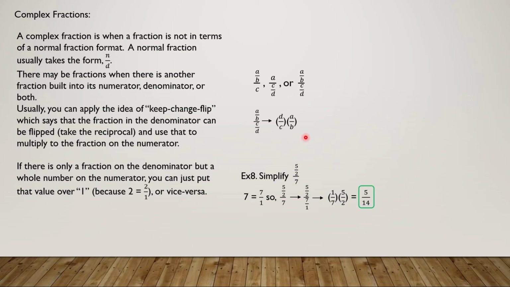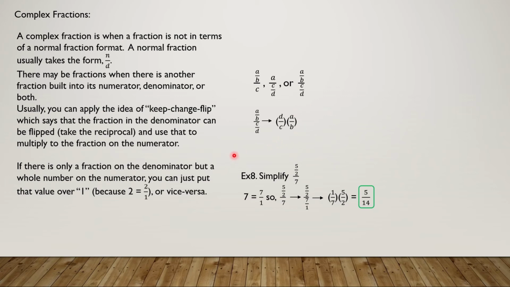In terms of a formula format, a over b, and that whole thing as a numerator, and then divided by c over d, and that whole thing as a denominator, you would take the c over d, which is the denominator, flip it and make it d over c, and multiply it to the numerator, which is a over b. When you simplify this, this becomes ad over cb.